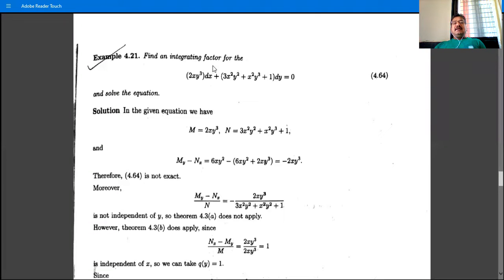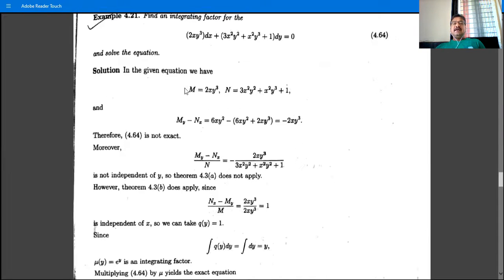Example: find an integrating factor for this differential equation and solve the equation. The given differential equation is of the form M dx + N dy = 0. Comparing with M dx + N dy = 0, we have M = 2xy^3, and N is this. Then find ∂M/∂y, which is 6xy^2, and ∂N/∂x, which is 6xy^2 + 2xy^3.